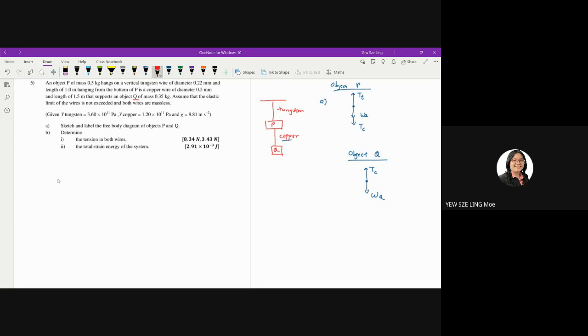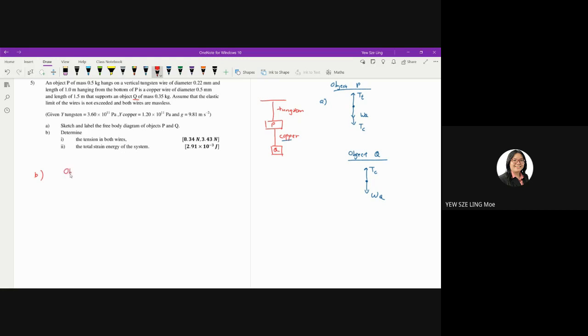All right, let's look at question B. Question B asks you to determine the tension in both wires. That is something you have learned in chapter 4. You have two free body diagrams, one for object P, one for object Q. You're not given the values of the tensions. You don't have T tungsten, you don't have T copper. But what you do have is two free body diagrams.